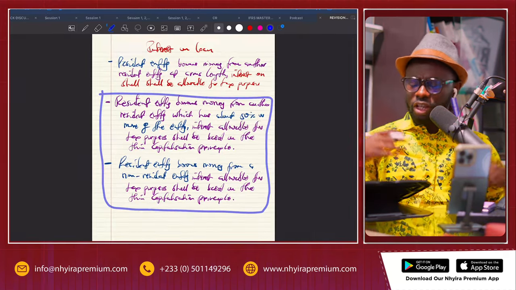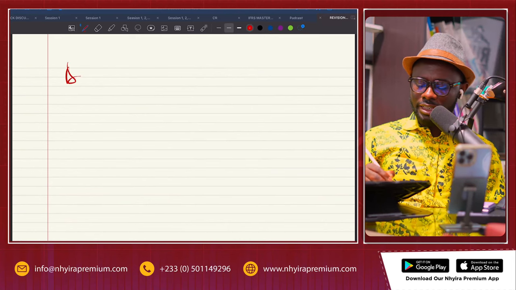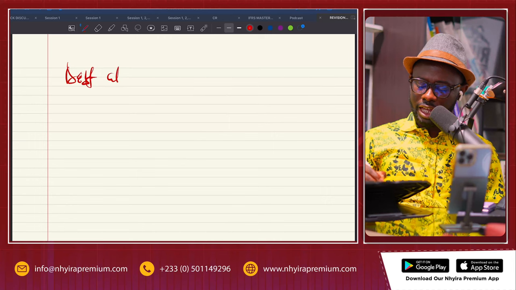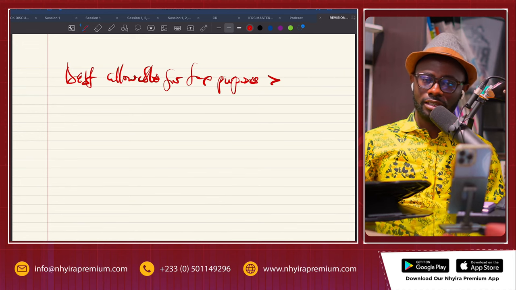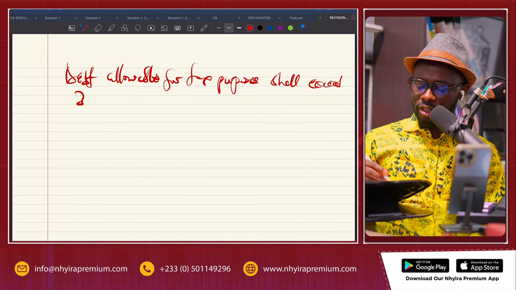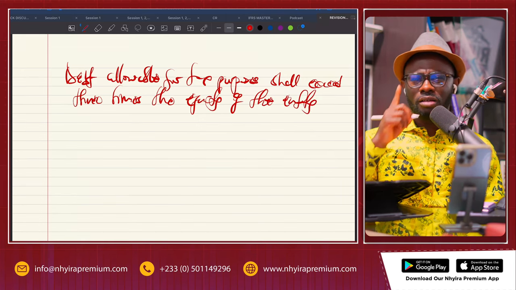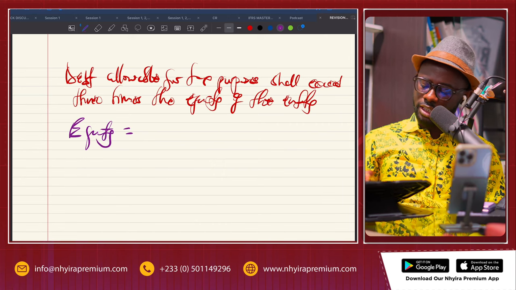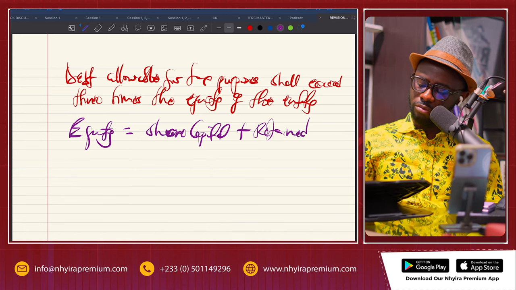So what then is the thin capitalization concept? Pretty simple. The thin capitalization concept simply states that the debt allowable for tax purposes shall not exceed 3 times the equity of the entity. Okay? 3 times the equity of the entity. That's the thin capitalization concept. Pretty simple. But be careful. Equity here is your share capital plus retained earnings or income surplus, because another name for retained earnings is income surplus.